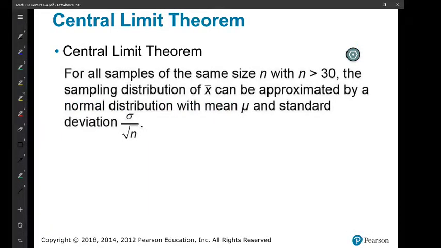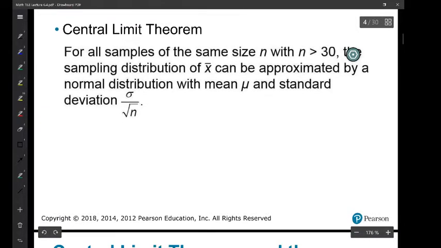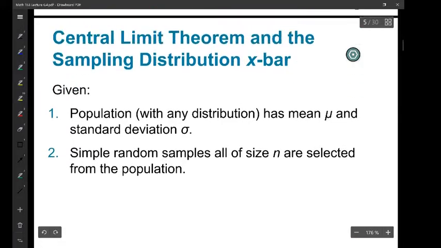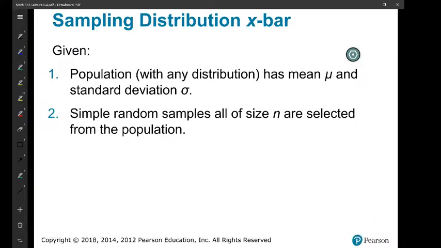So, for all sample sizes greater than 30, the sampling distribution of the sample mean can be approximated by a normal distribution with mean mu and standard deviation sigma divided by the square root of the sample size. So given a population with any distribution that has mean mu and standard deviation sigma, and simple random samples all of size n are selected from the population.